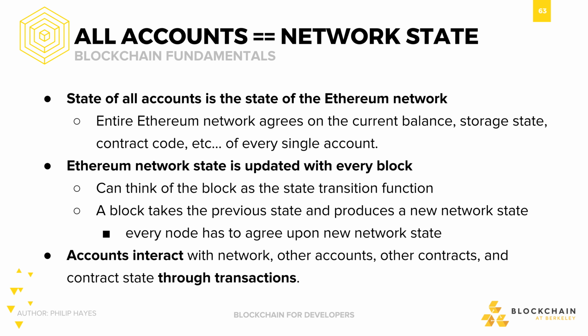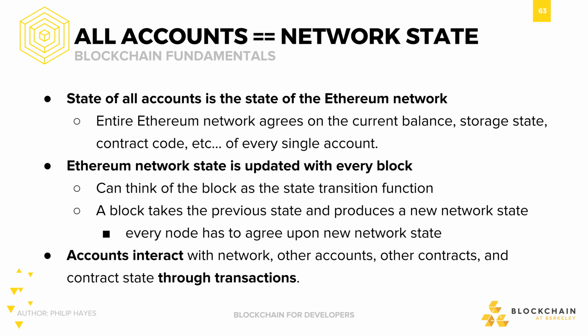So the state of all accounts is the state of the Ethereum network. The entire Ethereum network has to agree on the current balance, the state, and the contract code of every single account. Like I said, the Ethereum network is a state transition machine, and every state is kept track of on a blockchain. The Ethereum network is updated with every block, so you can think of a block as a state transition function. The block takes the previous state and produces a new network state, and every node has to agree upon this new network state each time.